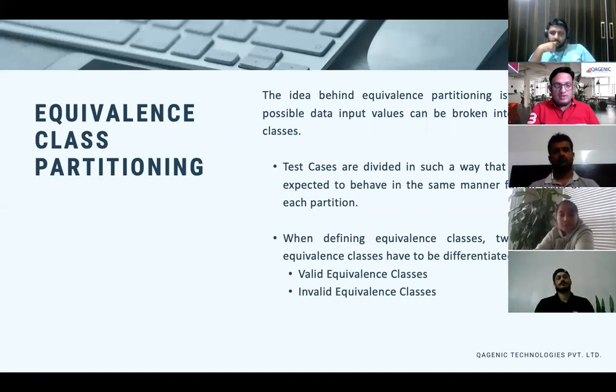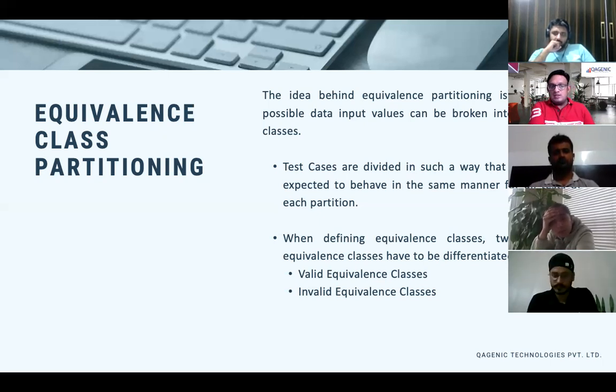For the invalid class, I am going to put in all the invalid values here, which I am sure are all going to give me an error. So this is how I would segregate my two different classes.